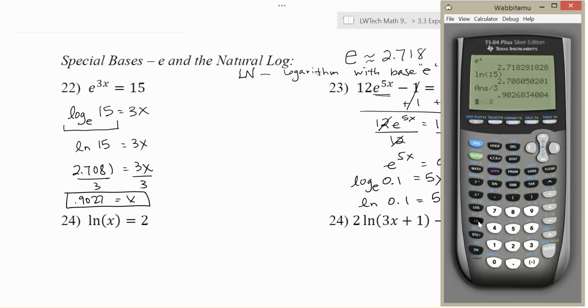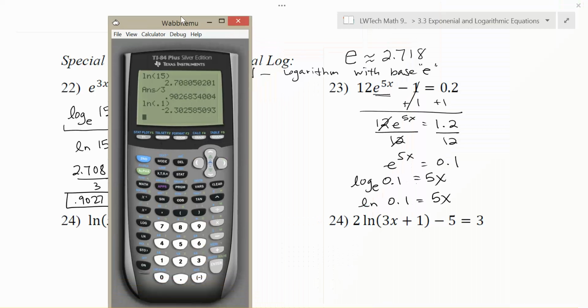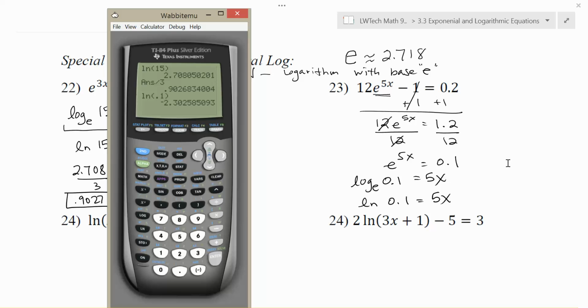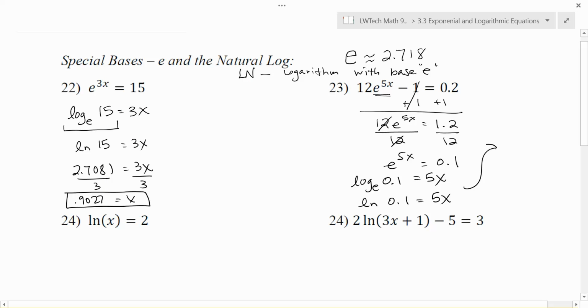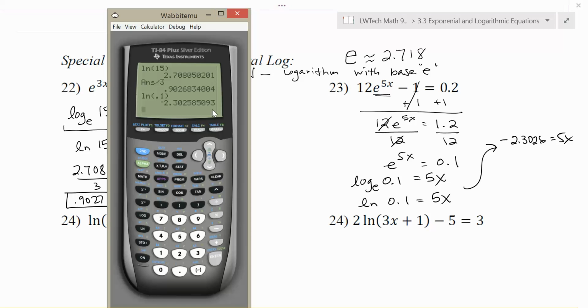So I come up over here, the ln of 0.1 is negative 2.3026. So coming up here, negative 2.3026 equals 5x. And then we can divide by 5 to finish getting the x by itself. And I get negative 0.4605.